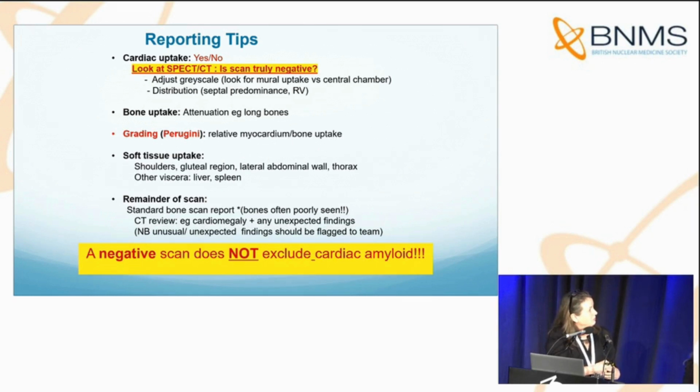Soft tissue uptake, you may see that. Sometimes we see visceral uptake, liver and spleen. Characteristic to see uptake over the shoulders, gluteal region in some of the ATTRs. And obviously it is a bone scan, so any unexpected findings, although you often, in say the grade 3s, see very little bone uptake.